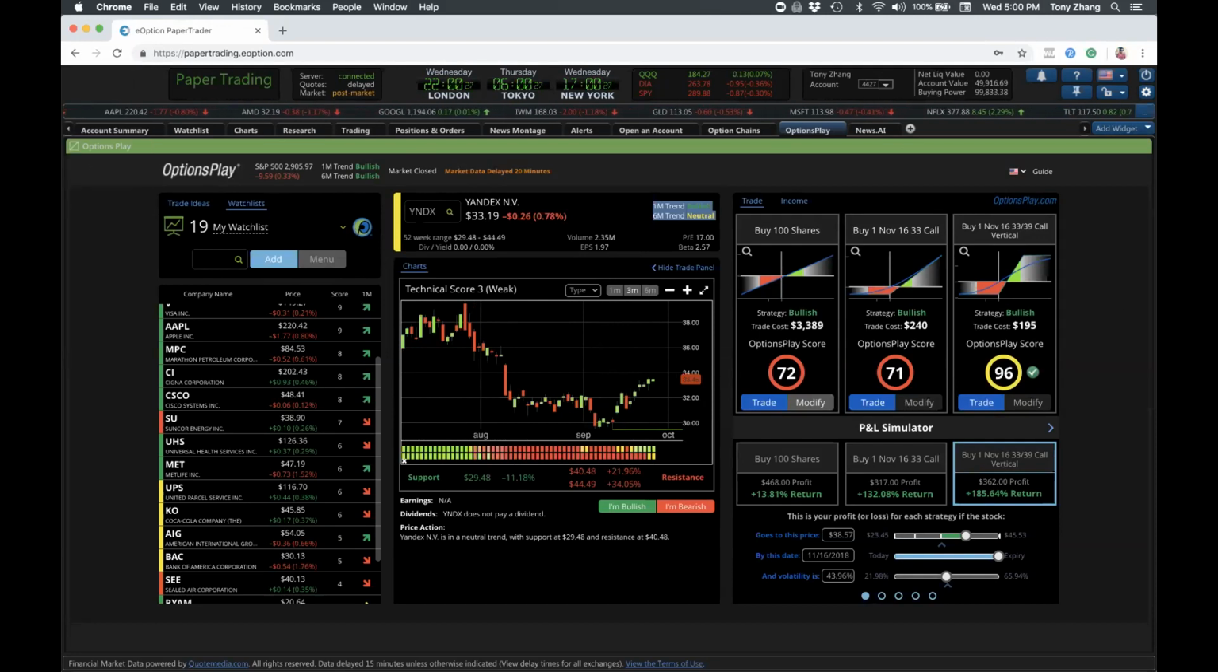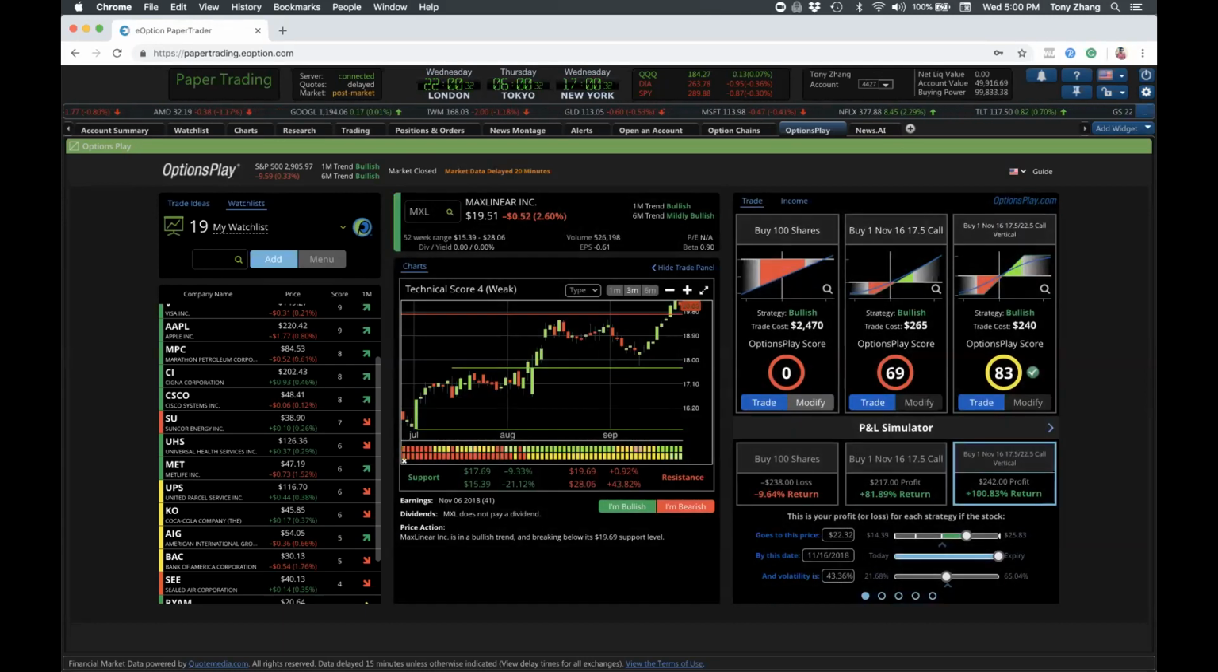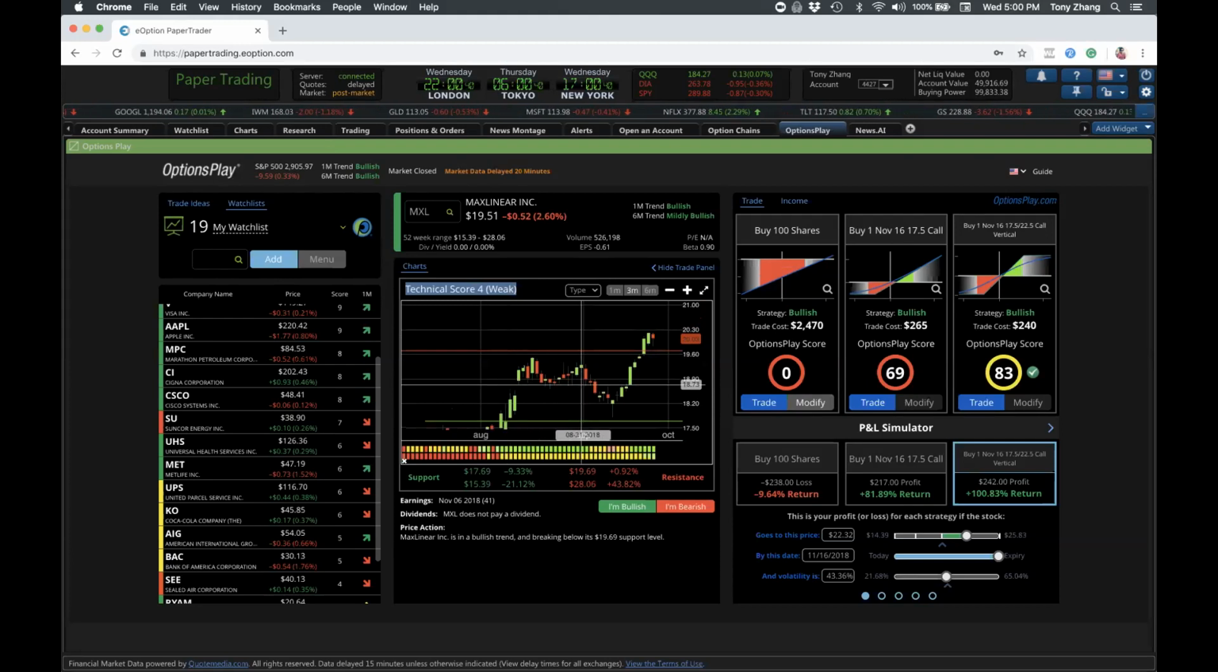I'll take a few more before I move on to the option side. Max Linear, I've never heard of this stock before. It's got a score of 4. Technical score is very weak. However, as you can see, this is a bit of a turnaround.